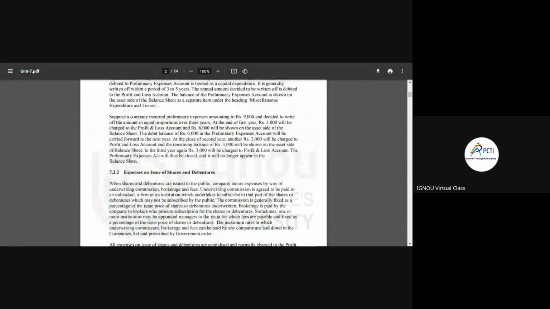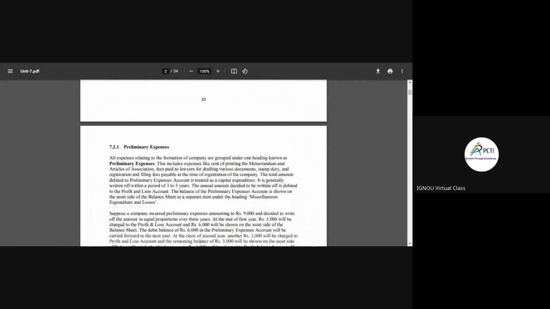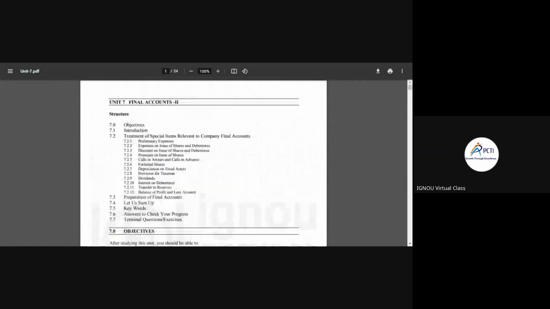So in the last session, we discussed the different accounts which we prepare in this particular chapter, and today we're going to discuss the final account, second part. In this part, we already discussed the summary, objectives and introduction in the last session.